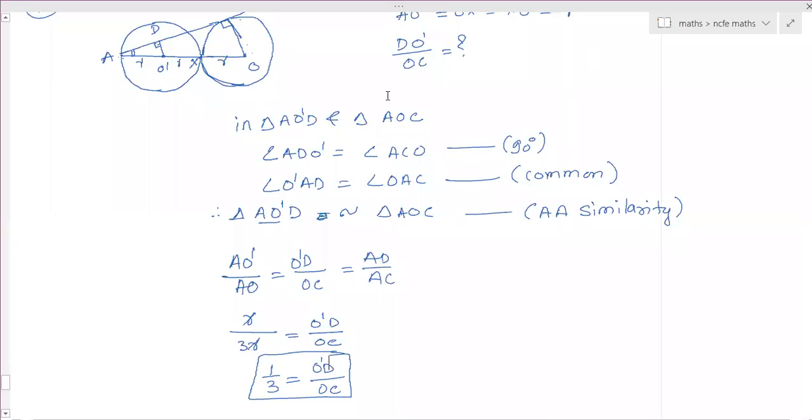Any doubts in maths circle? Ma'am, I have doubt in a few fill in the blanks questions. Fill in the blanks. You have to tell me because I don't have that book.